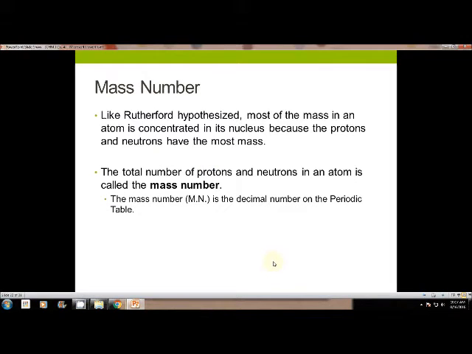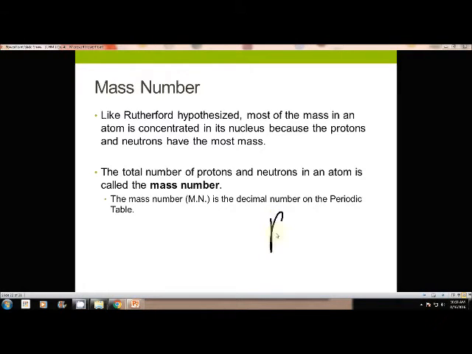The mass number is the decimal number in the box on the periodic table. And you need to make sure that you round it. So here, make sure you put a note that you need to round. Mass number means that you rounded the number. We use decimal, but we're going to round it to a whole because we can't have half of a proton or half of a neutron.